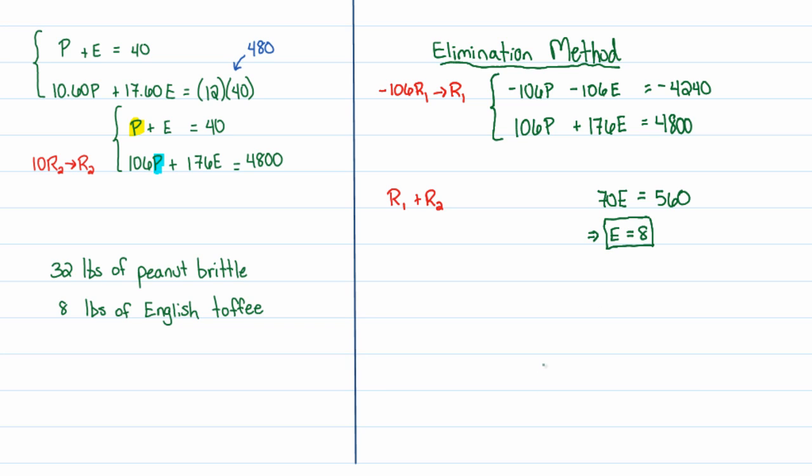I personally like the elimination method a little bit better, just because I think it's faster. But yeah, it's always your choice as a budding mathematician to do whatever you want. By the way, since we know we have 8 pounds of this English toffee and we want 40 altogether in the mix, then I know that the number of pounds of peanut brittle has to be 32. That's it.